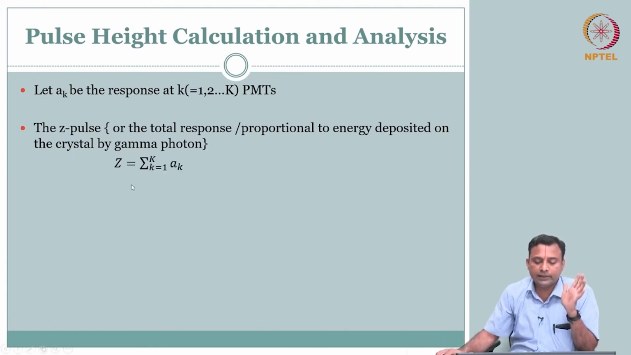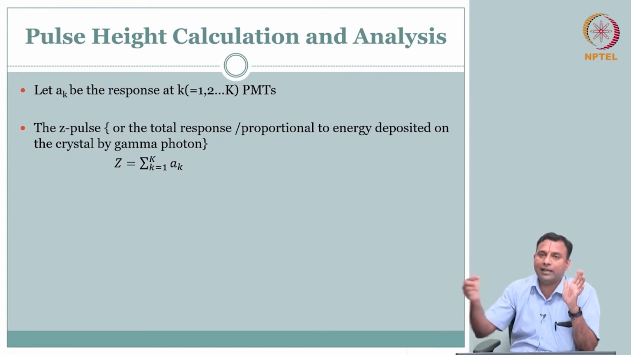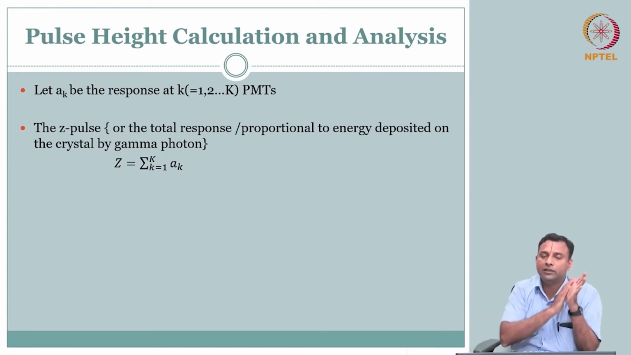So your Z is nothing but the sum of all the outputs of the different photomultiplier tubes. Now the question is, where do I place it? This is the net response in the detector, but where is this activity coming from? Because our goal is to say where the activity came from.